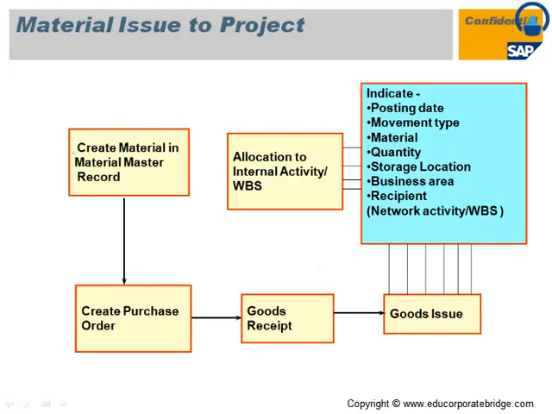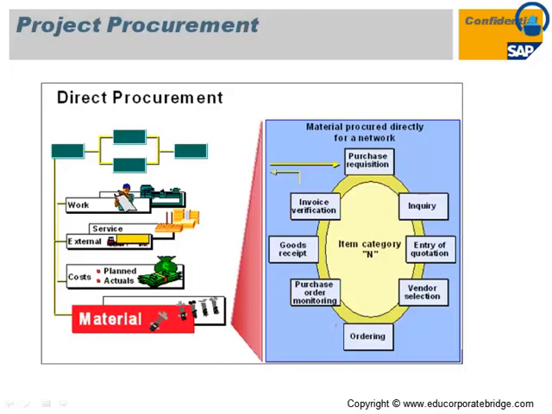So first of all you have the material master, material assigned to the project, create purchase requisition, create purchase order, goods receipt, goods issue, and finally the stock will get consumed. During the goods issue, stock will get consumed on the project. This is a direct procurement cycle against the activity.